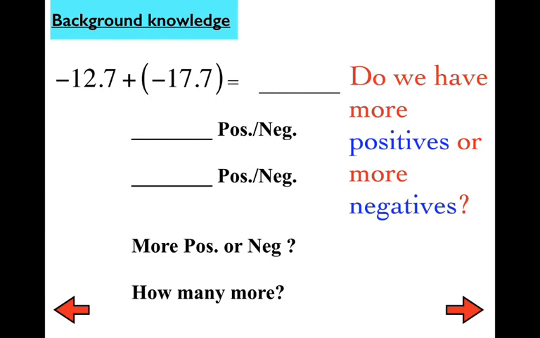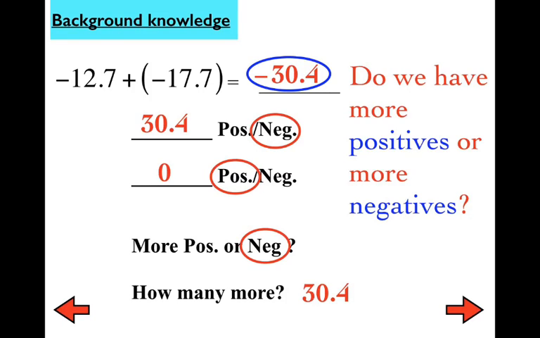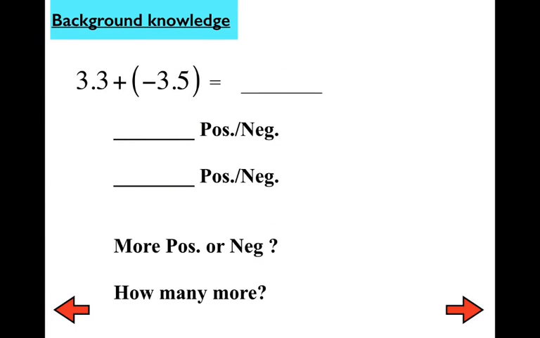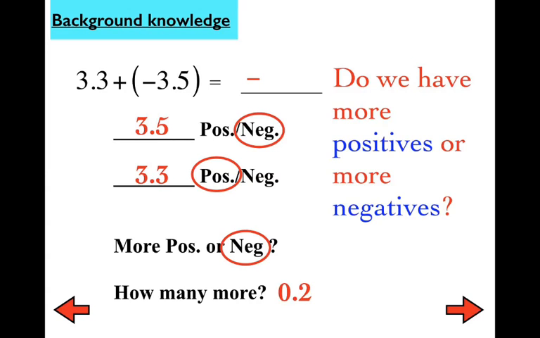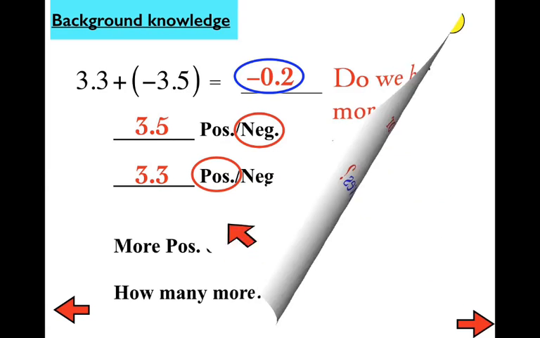In this background knowledge problem, we have more negatives. In fact, we have 30.4 negatives and 0 positives. Therefore, since we have more negatives, the sum is negative, and we have 30.4 more negatives. That's negative 30 4/10. And then our last background knowledge problem, in this problem we have more negatives. We have 3.5 negatives and 3.3 positives. We have negative 0.2 or negative 2/10.